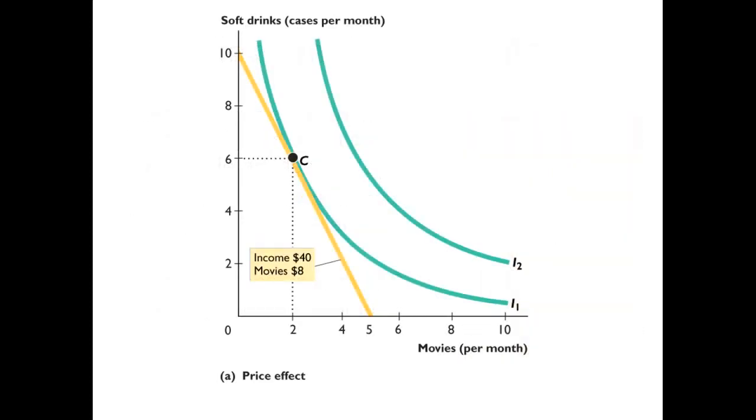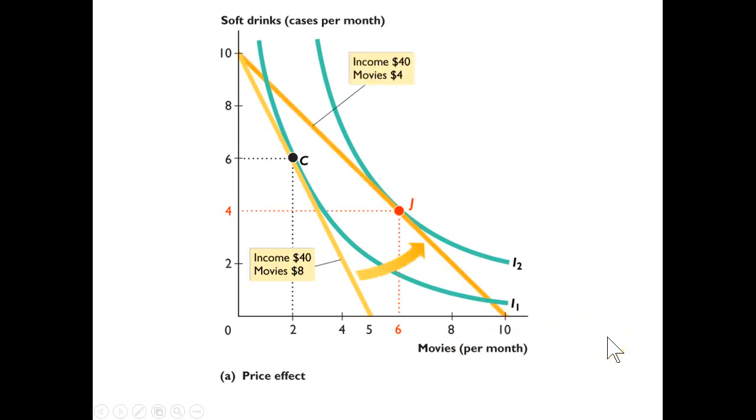So here we have our consumer maximizing their satisfaction given the constraints they face. And as we've seen already, when the price of the movies fell, the budget line swivels outwards, and the consumer was able to move to a higher indifference curve. Okay, so far so good, but we can't discern the two effects here yet.